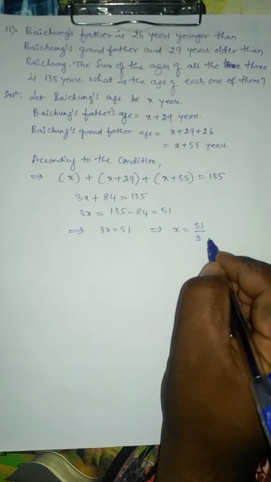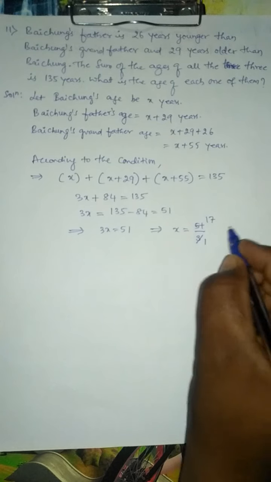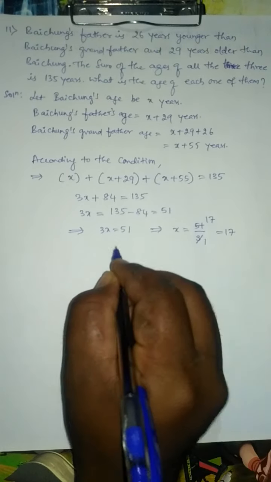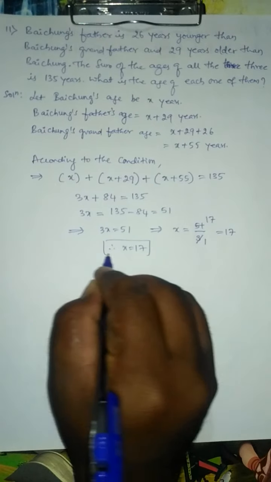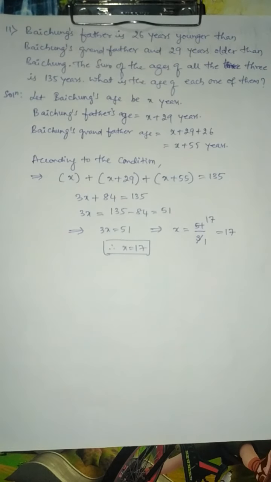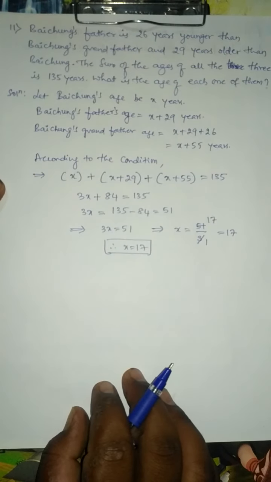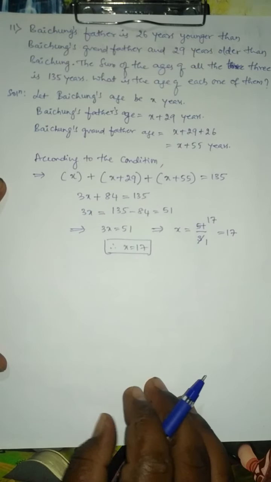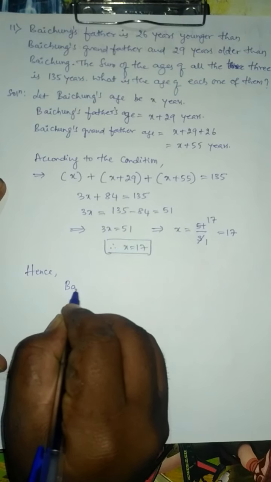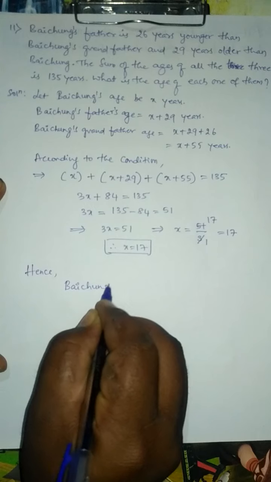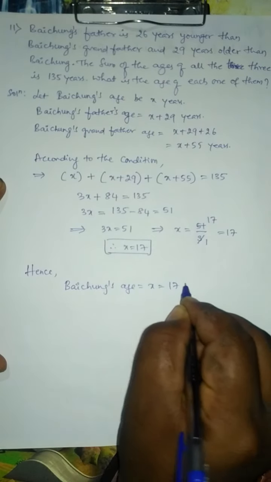Now we have to simplify. 3 ones are 3, 3 seventeens are 51. So the x value is 17. Therefore, x is equal to 17. Now we have to write the ages of Baichung, Baichung's father and Baichung's grandfather. Hence, Baichung's age is equal to x. It is 17 years.